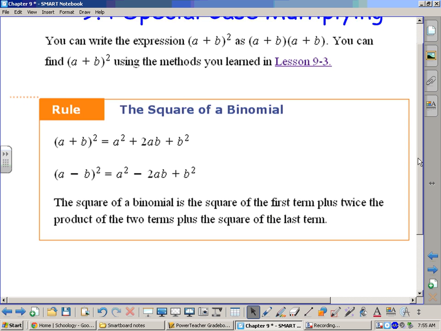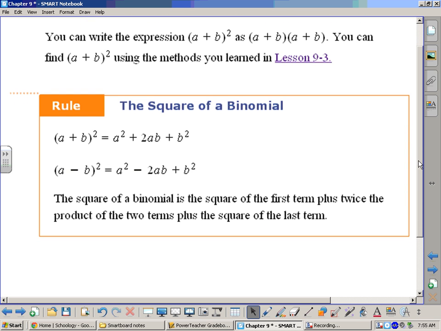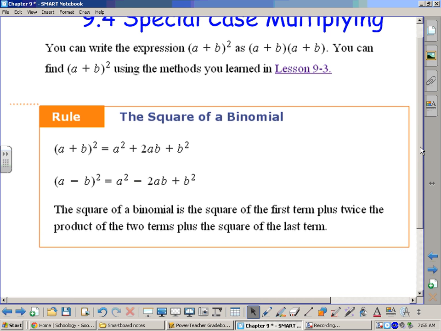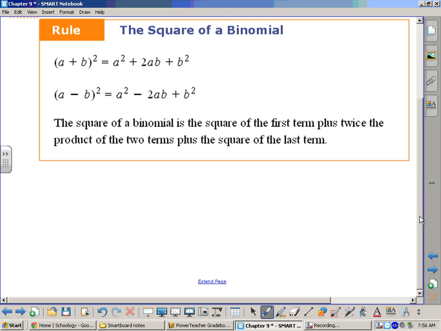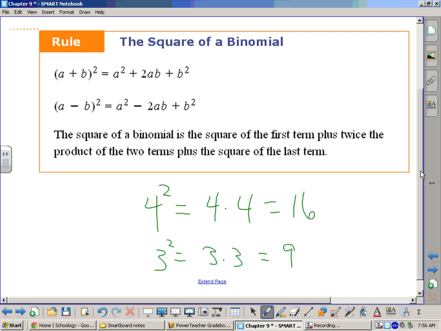So here's the situation: we're going to have squared binomials. Remember that squaring something just means to multiply it by itself. Let me remind you that 4 squared is 4 times 4, which is 16, and 3 squared is 3 times 3, which is 9. So the idea of squaring something is to multiply it by itself.